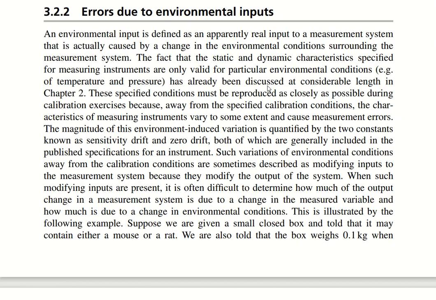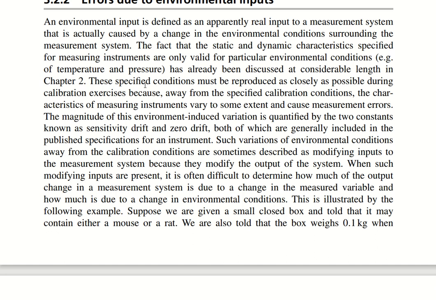But moving ahead, let's see the errors which are caused because of environmental inputs, the second topic which we were to see. So environmental inputs are defined as apparently real inputs to the measurement system, which are caused by changes in the environmental conditions surrounding that measurement system itself. Now these specified conditions must be reproduced as closely as possible during the calibration exercise, because away from the specified calibration conditions the characteristics of measuring instruments will vary to some extent and this will cause measurement error.